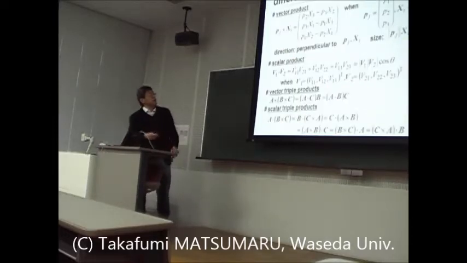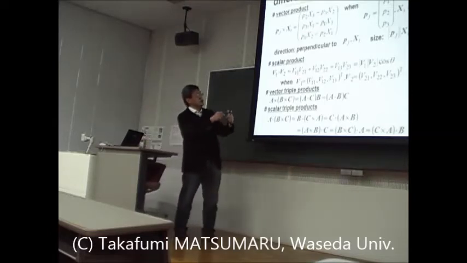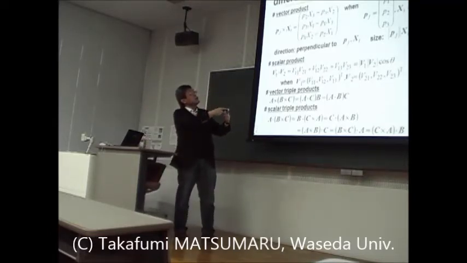Next part is vector product. This is a 3 by 1 vector p, and x is also a 3 by 1 vector. So the vector product is here. The direction is perpendicular to both p and x. This product is like this, this direction. And the size of this vector is the size of p, the size of x, and sine theta.